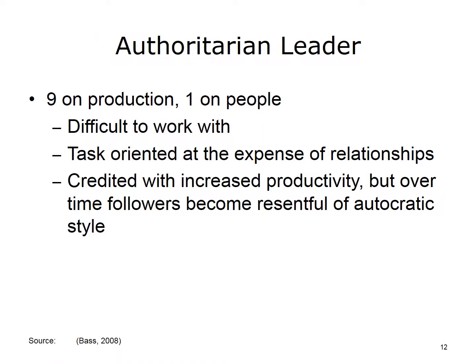If we begin by looking at authoritarian leaders, these would be leaders who are high task and low relationship, represented by the number 9 on the production level and by 1 on the focus for people. People who get this rating are very much task-oriented and are very difficult to work with and are hard on their workers, meaning that they are an autocratic type.